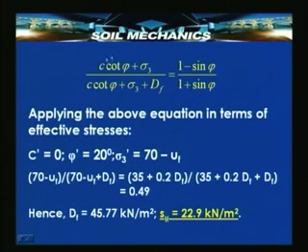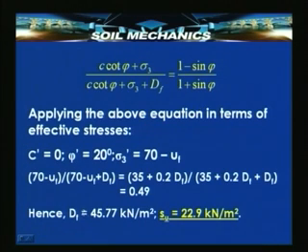So, if I substitute that here, I will have c being 0, c cot phi becomes 0, and sigma 3 is nothing but, in terms of effective stress, 70 minus uf, and the denominator will become 70 minus uf plus the deviatoric stress, capital Df. This must be equal to (1 minus sin phi) by (1 plus sin phi), and phi is 20 degrees, which gives us that the right hand side is equal to 0.49.